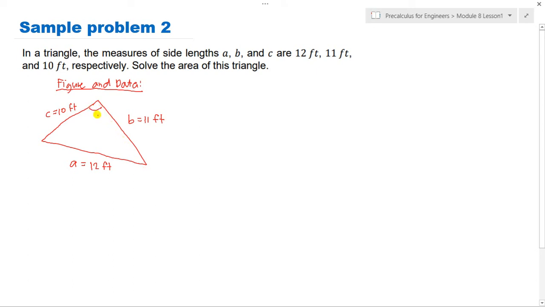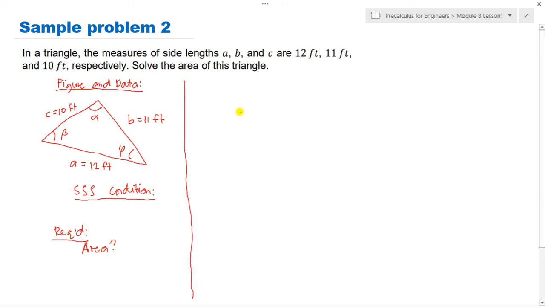So alpha is here, this one is gamma, and this one is beta. So this is an SSS condition. Okay? So our requirement is the area again. As I told you from the previous slide, we have two solutions for this. So let us verify if the two formulas presented are correct. Are they the same?